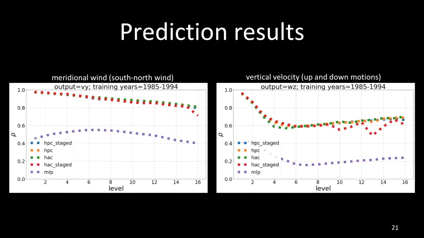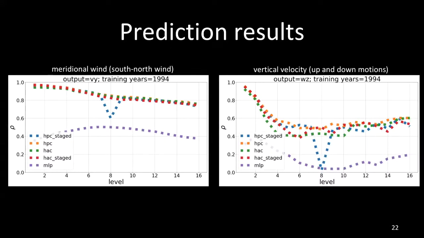The previous results are for training years from 1985 to 1994, and then trying to predict the next 1 year. These next results are for using only 1 year of training. Even with only 1 year, we have one variant, HPC staged. Basically, the idea of HPC staged is that the layers are connected as before, but the way we train is we build the model, immediately train, freeze the weights, then build the next level, train, freeze the weights, and so on and so forth. That results in this weird outlier. But overall, even with 1 year, we can predict the south-north wind very well.